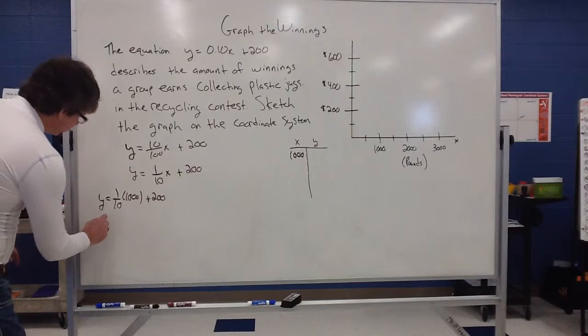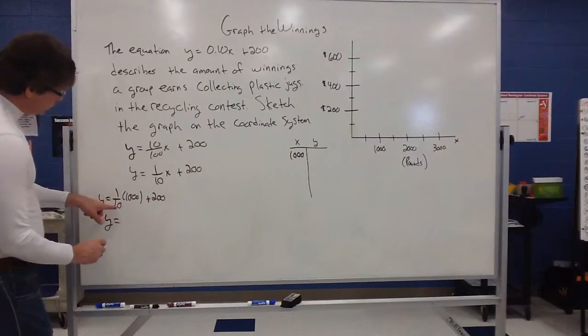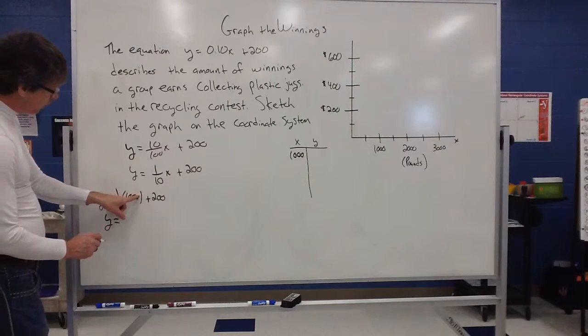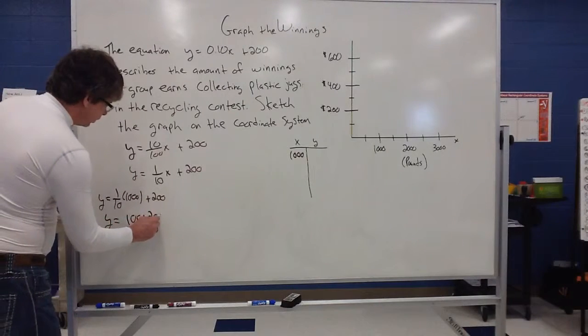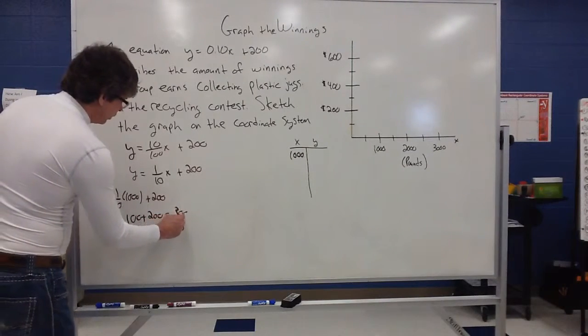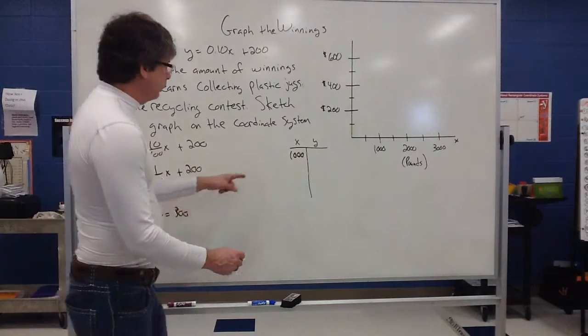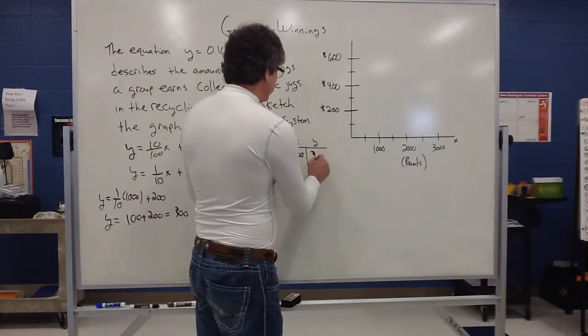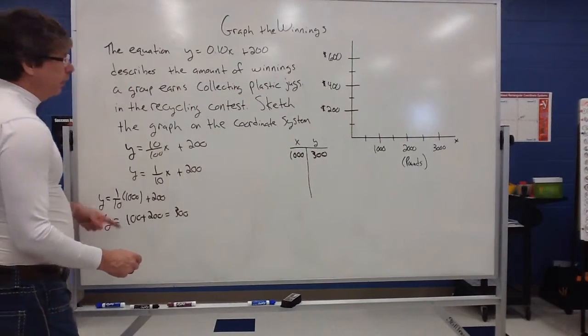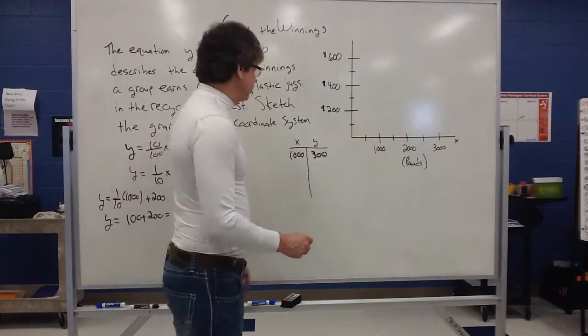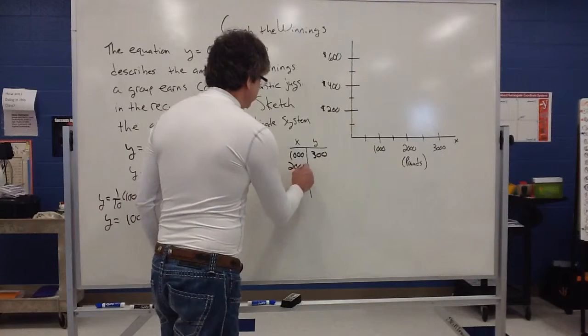So when we use 1,000, we know that dividing by 10 makes me just lose the place value. In other words, drop off a 0. And that's going to be 100 plus 200, so it's going to give me 300. So if x is 1,000 pounds, I'm going to earn $300. And let's just go across here. Let's choose 2,000 to make this math easier for us.